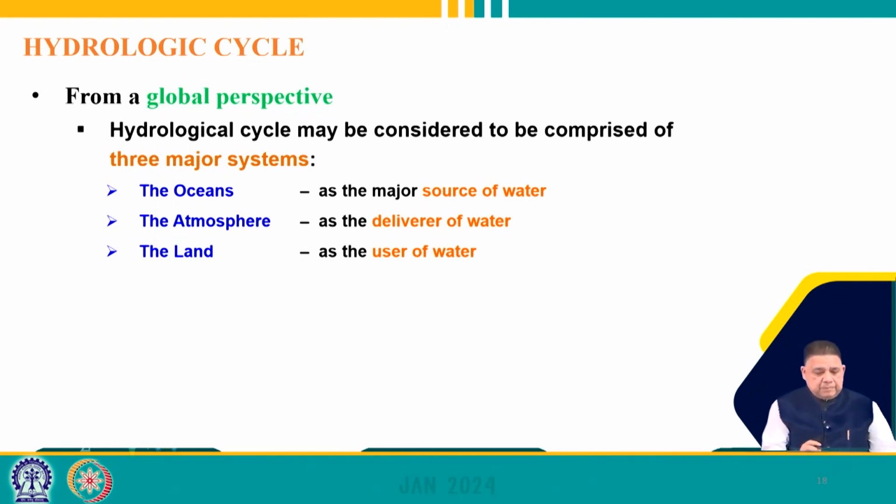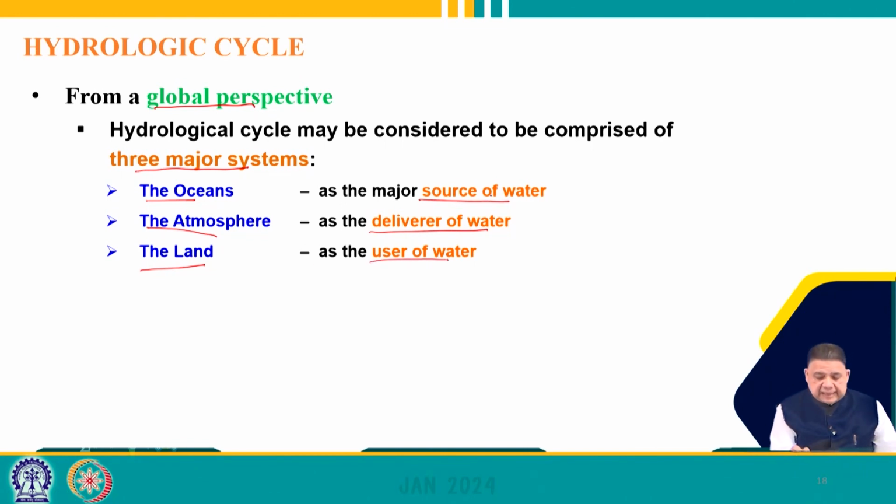Now, from a global perspective, the hydrological cycle may be considered to comprise three major systems: the oceans, the atmosphere, and the land. The oceans are the major source of water, the atmosphere is the deliverer of water, and land is the user of water.